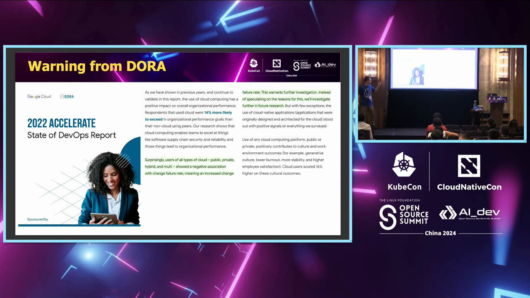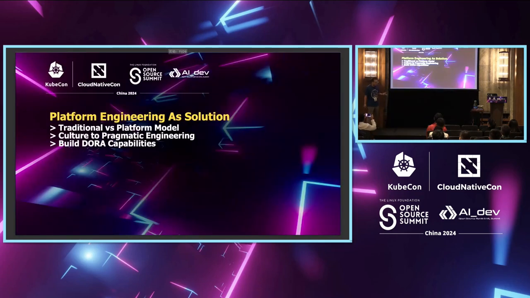This report I highlighted noticed that the use of all kinds of cloud, public, private, hybrid, and multi-cloud, showed a negative association with the change failure rate, meaning an increased change failure rate. That means after the application migrates to the cloud, more production events occur. So we want to solve it in China Merchants Bank, in the enterprise. Our solution is to use platform engineering.